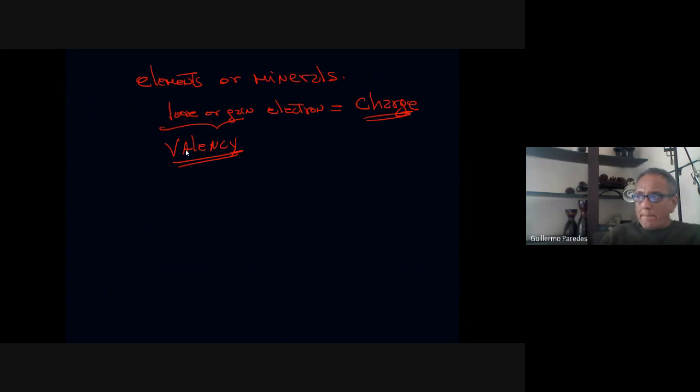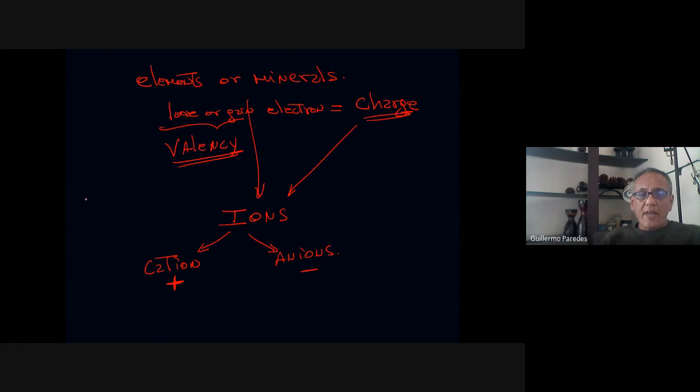Okay. Now, when they lose or gain electrons, they have a charge. These charged particles are called ions. What is an ion? An ion is an element or mineral that has a charge, positive or negative. Ions are divided into cations and anions. Cations are positive and anions negative. How to remember this? Cation, look at how I'm writing. What is this? Positive, correct?